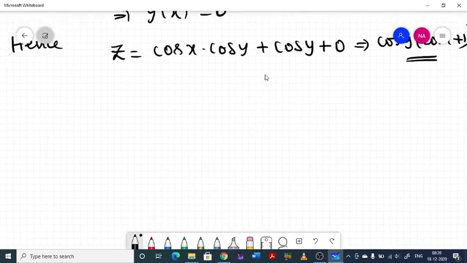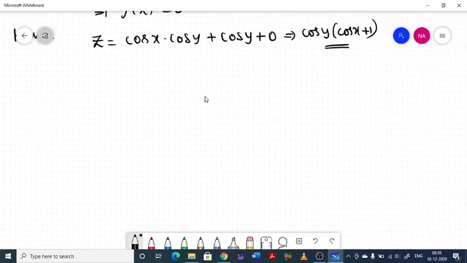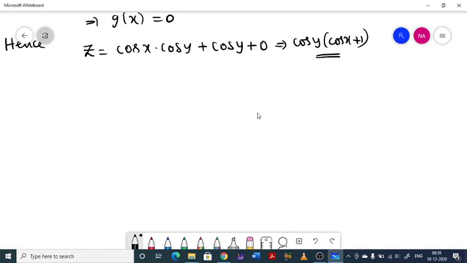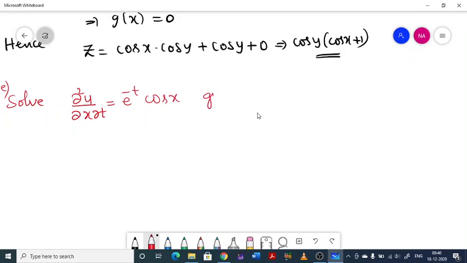There is one more problem similar to this. Let us try to solve that also. I think it is problem E. Solve dou square u by dou x dou t equal to e power minus t cos x, given u equal to 0 when t is 0. First condition, and dou u by dou t is 0 if x equal to 0.